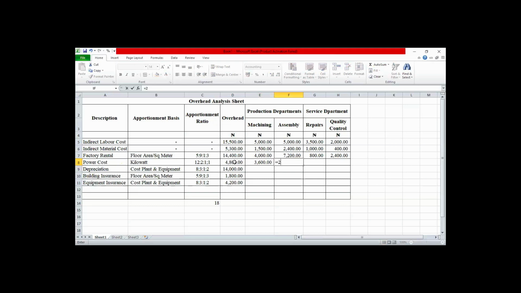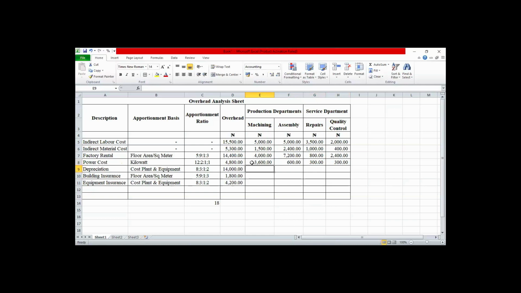The next one is 2 divided by 16 times 4,800. I have 600 here. The third one, 1 divided by 16 times 4,800. This is what I have, 300. The last one, but not the least, we have 1 divided by 16 times 4,800. Please confirm from your own end whether they are the same thing or not. It's correct, sir.